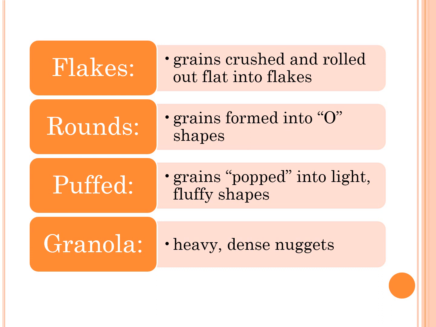Rounds are grains that are formed into O shapes, such as Cheerios. Puffed cereals are grains that are popped or extruded into light, fluffy shapes. Popped cereals include puffed wheat, Chex, Life, Crispix, Kix, and Rice Krispies. They are the lightest and have the largest serving size. Granola are heavy and dense nuggets. They are the heaviest and have the smallest serving size.